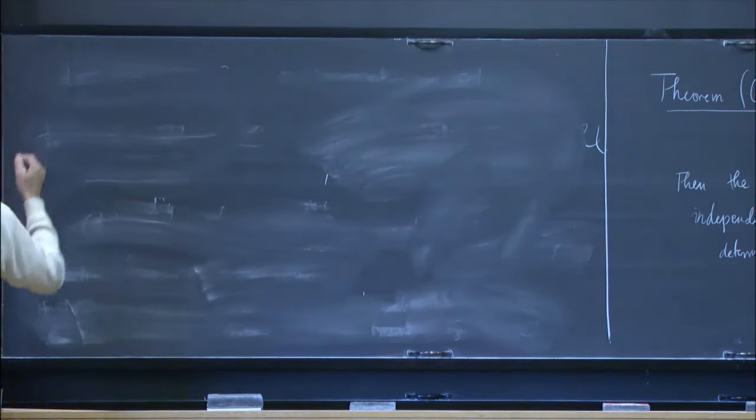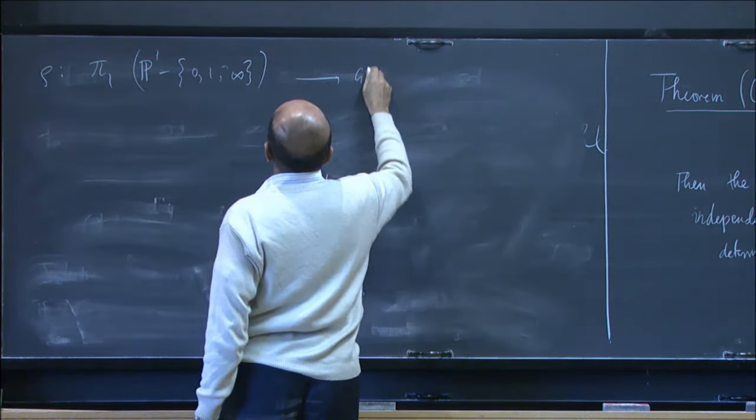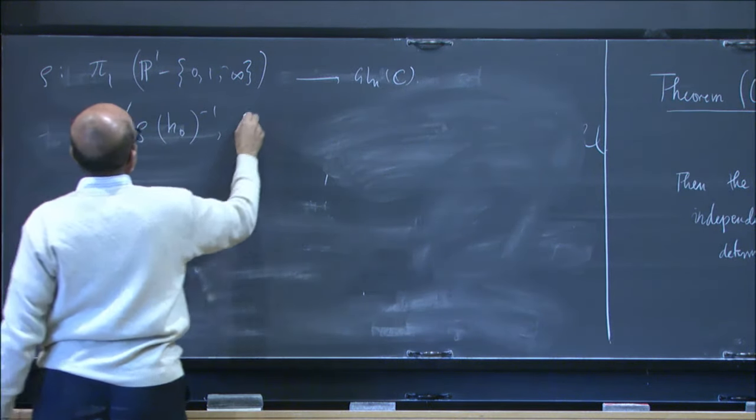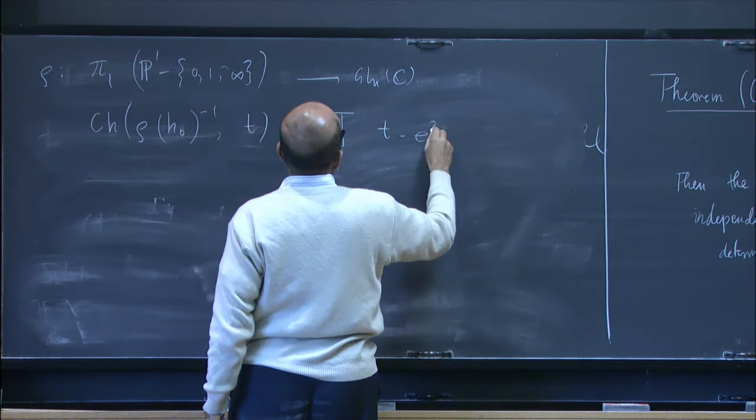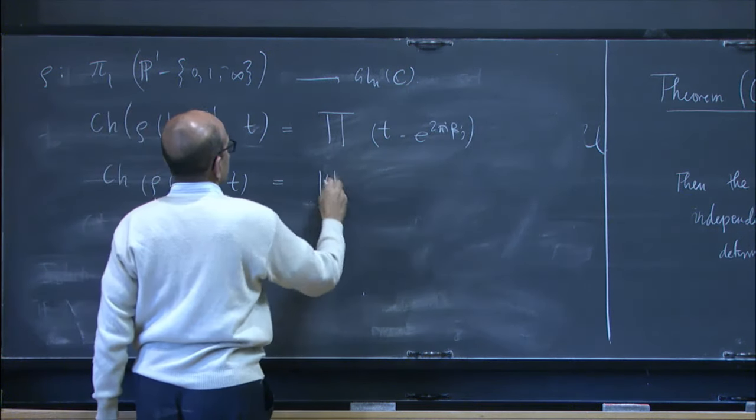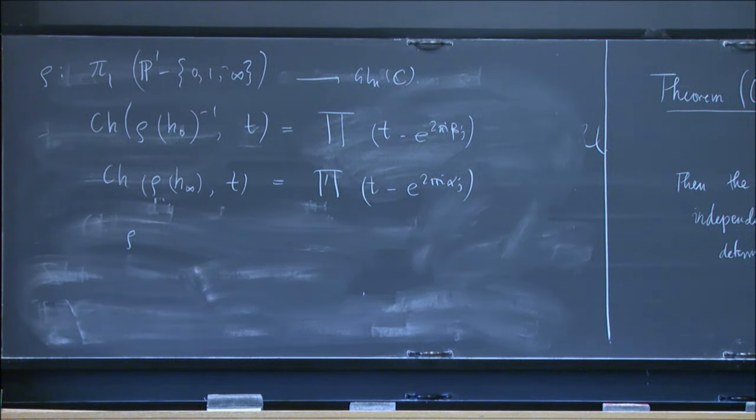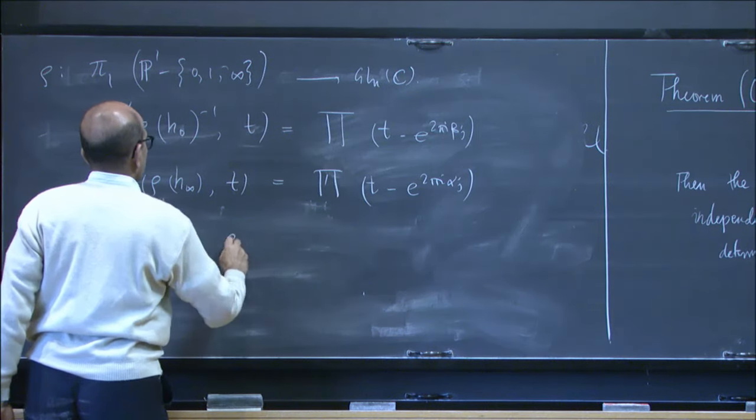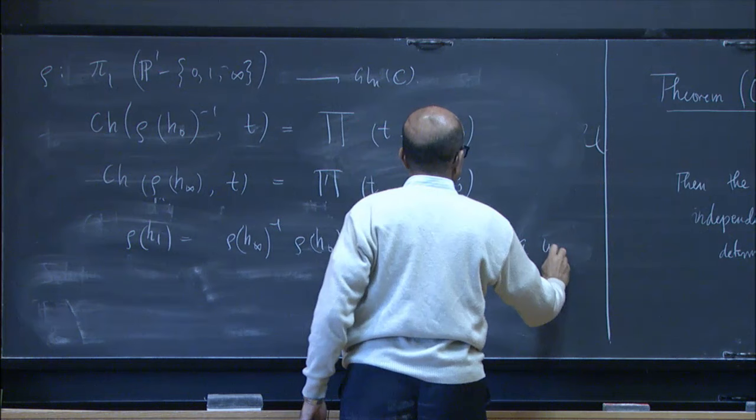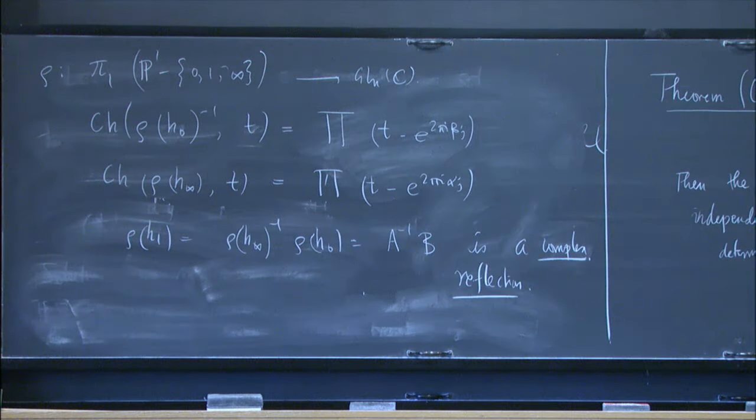So I have the monodromy representation rho from pi 1 of the punctured plane into GL n C. It has the following properties: the loop around 0, its inverse, its characteristic polynomial, the loop around infinity has characteristic polynomial, and if I look at rho H infinity inverse rho H naught, so it's called A inverse B. This is a complex reflection. So that's because of this.